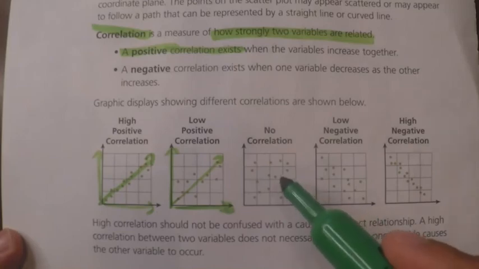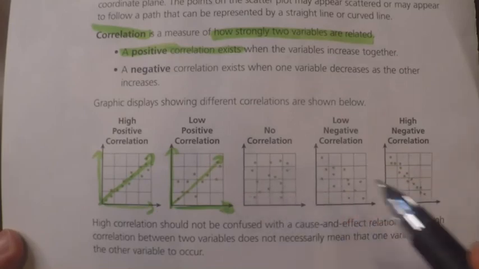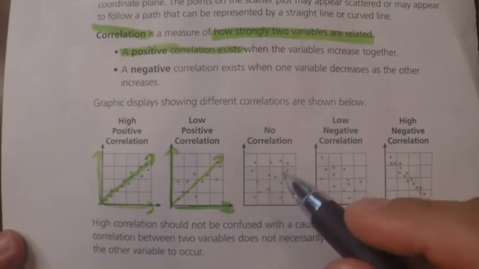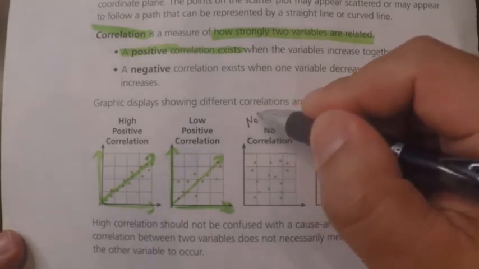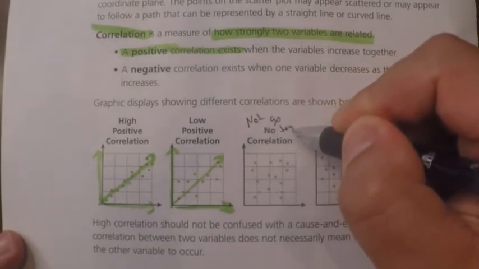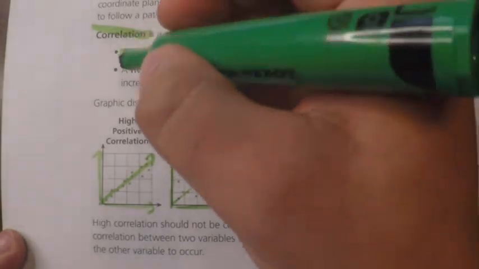When we take a look at no correlation, there is no line that we could draw through here that would represent this data. So no correlation means that they do not go together. No correlation, no pattern.